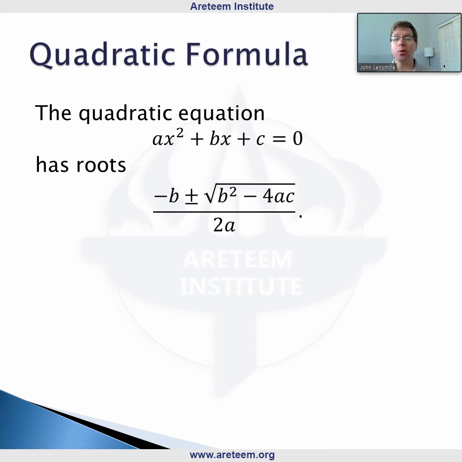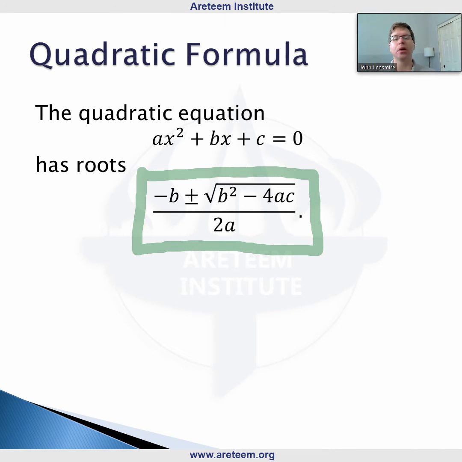Let's start with a little bit of review for quadratics. A quadratic equation, ax squared plus bx plus c equals 0, has roots, or solutions, which mean the same thing, of the following: negative b plus or minus the square root of b squared minus 4ac, all over 2a.